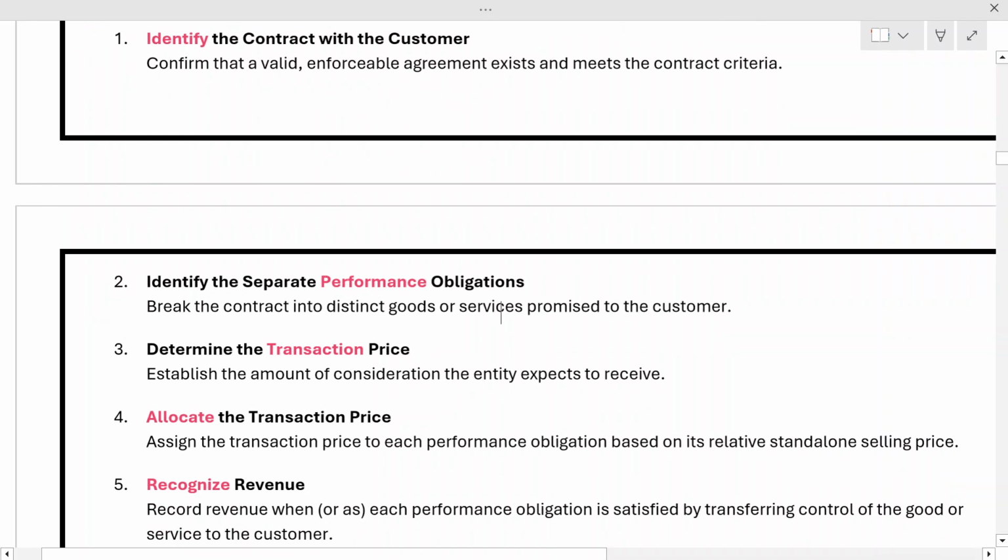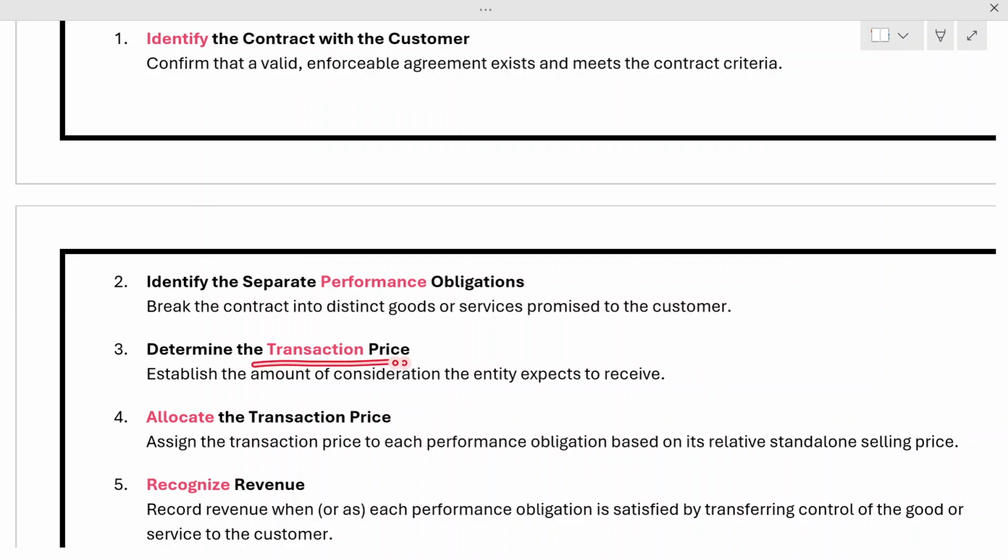On the second step, the textbook says that there should be separate performance obligations. If there are, we need to identify them, because in a contract there may be more than one performance obligation, just like in food business or airlines, you are booking tickets, getting the meals as well. So the performance obligations, if separate, need to be identified.